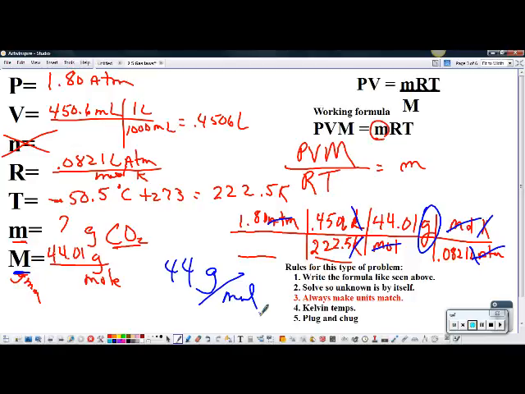Sometimes you have to refer back to your experience. We've done CO2 a bunch of times over the past couple of months, and it's 44 grams per mole. So if I came out with that answer and the question asked me what gas this is, I could tell. But we'll talk about that at the next session.